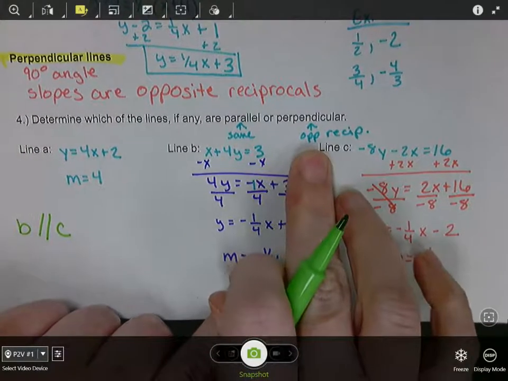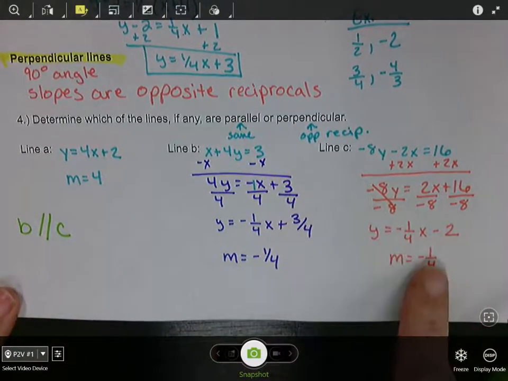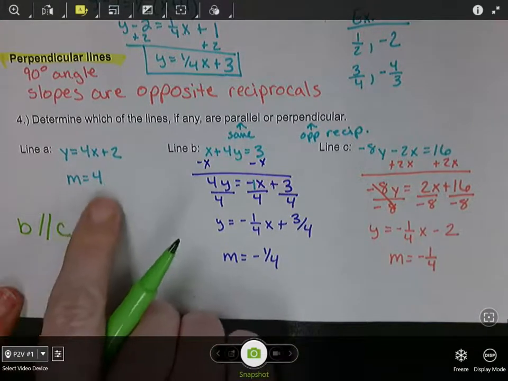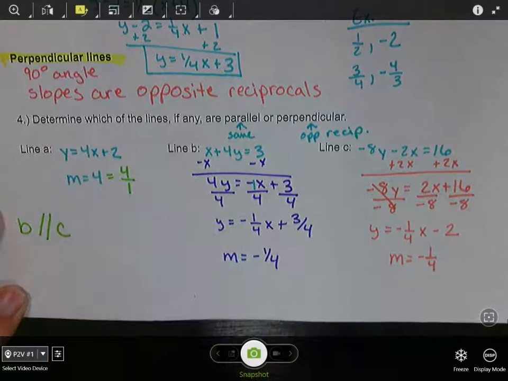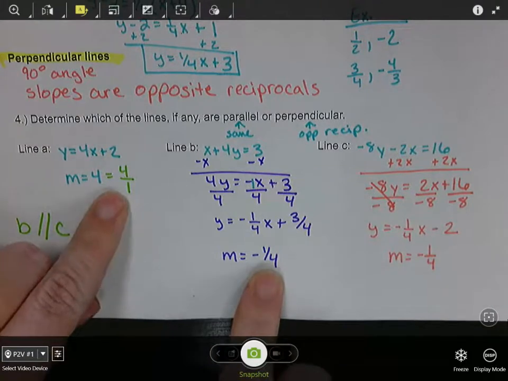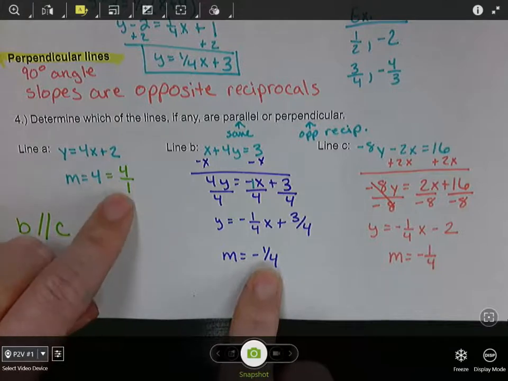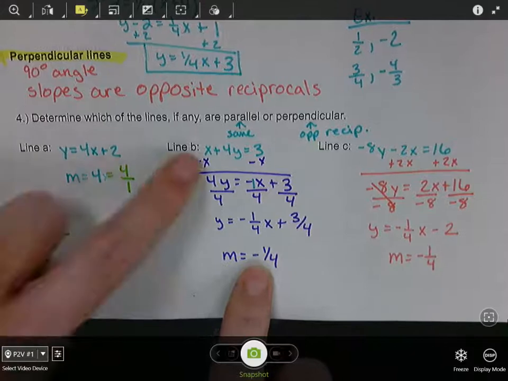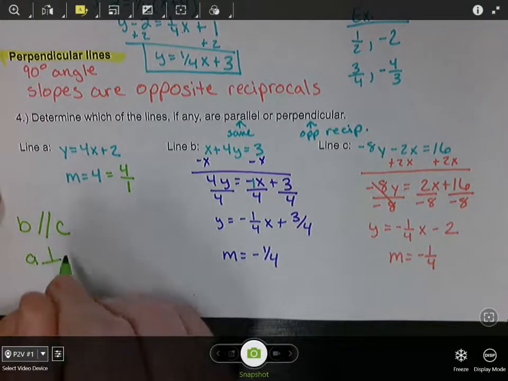Now you want to see if any of the slopes are opposite reciprocals. To see that, you want them all to be fractions. This one's a fraction, this one's a fraction, this one's not a fraction. So you want to make this a fraction. To make a whole number a fraction, you just do 4/1. Now compare these and see if they're opposite reciprocals. For opposite reciprocals, they've got to be different signs, one positive and one negative, and then they have to be flipped. 4/1, 1/4, and they're flipped. So that means they're perpendicular. So lines A and B are perpendicular. So I would say that line A is perpendicular to line B.